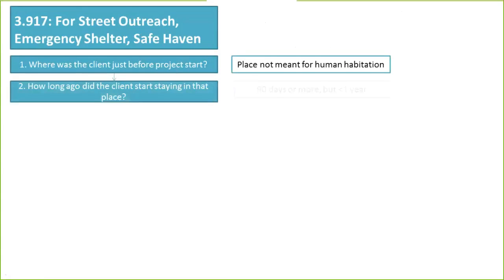He remembers that he started staying on the streets at the end of last winter, thinks it was around May of 2017 or about 5 months ago. So the response for field 2 is 90 days or more, but less than 1 year.